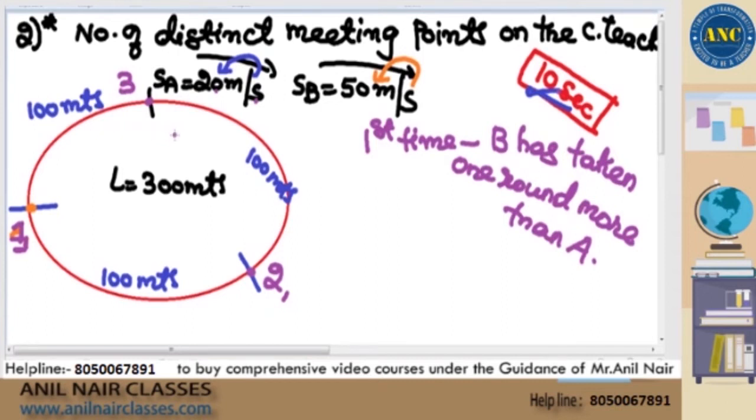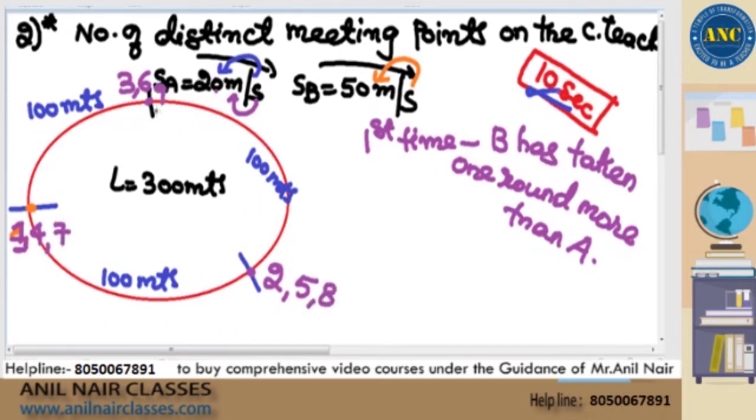That means this statement can also be said like this. From A's point of view, after every 200 meters they will keep meeting, because 1 second is 20 meters, 10 seconds is 200 meters. From A's point of view, after every 200, that is 100, 100, again 100, 100, again 100, 100, again 100, 100.